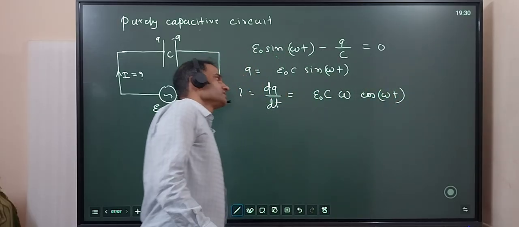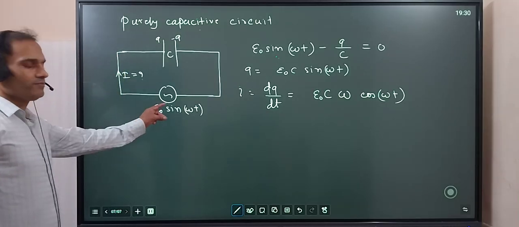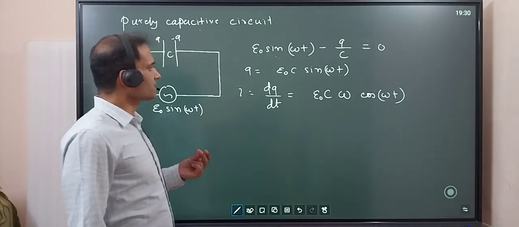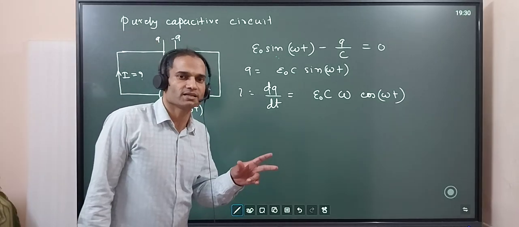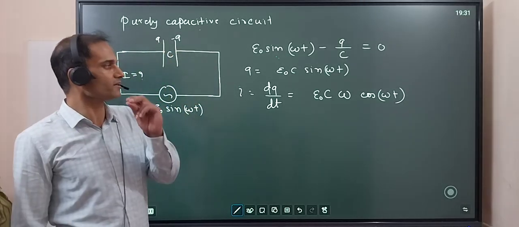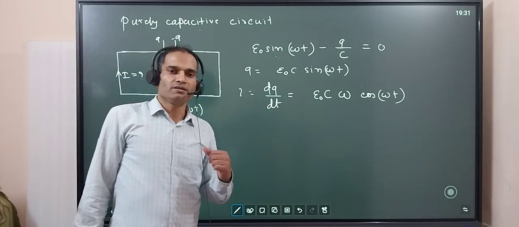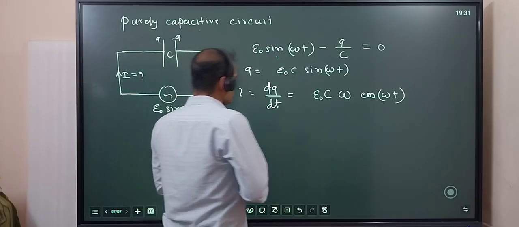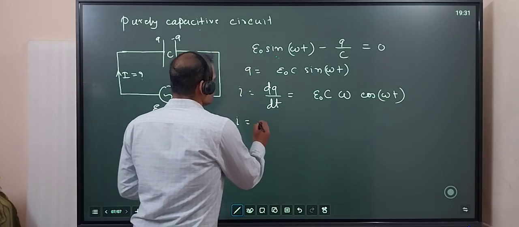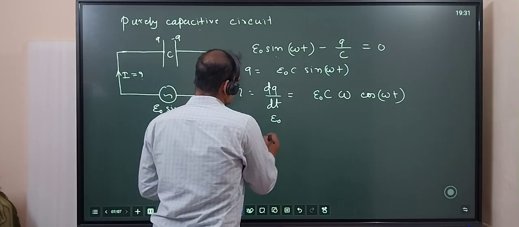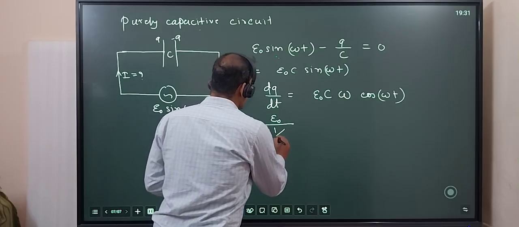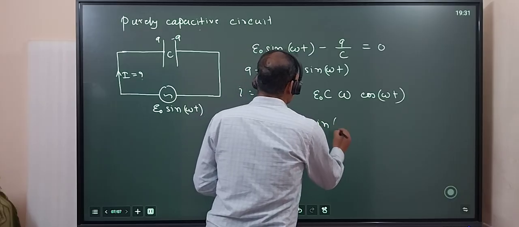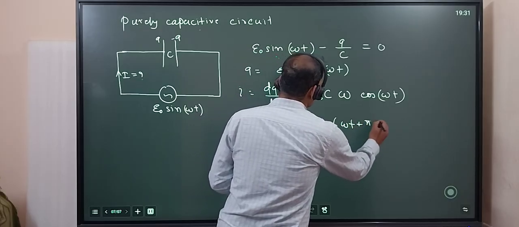Now this is the change, okay? So EMF was sine omega t, charge was also in sine omega t, but the current is in cos omega t. So it looks like EMF and current both have a phase difference, right? And I would like to write this way: E naught, 1 by omega C, and sine omega t plus pi by 2.